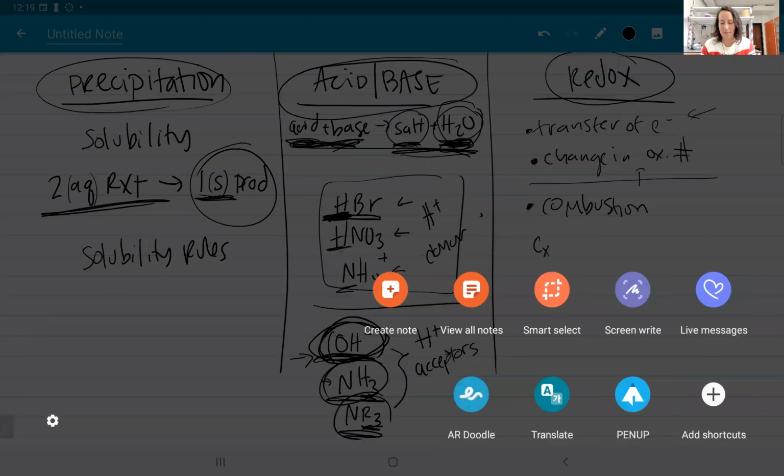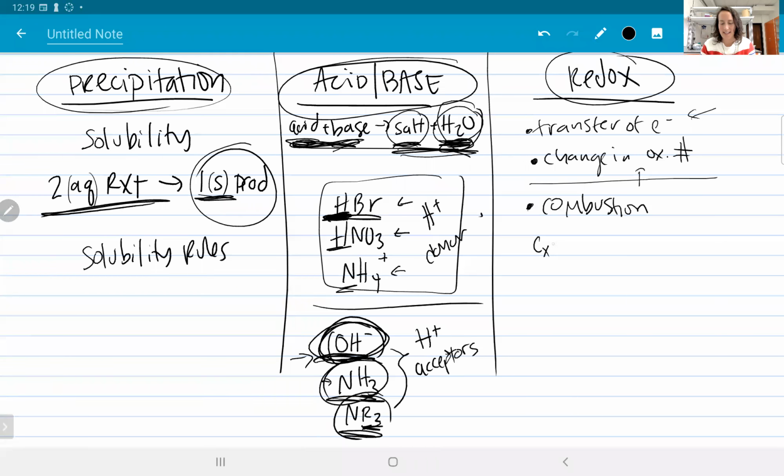sorry, I keep pushing this little button on my pen. CxHyOz. It can even have nitrogens in it and sulfurs in it. So I've just written some crazy compound, but what you're going to see is it's going to react with molecular oxygen and give you, based on what you're combusting, what you're burning, these specific products.